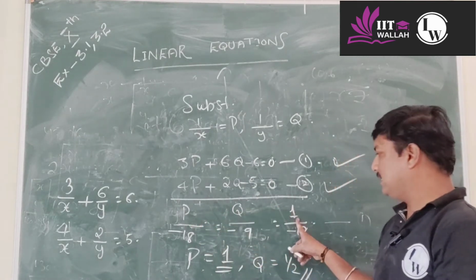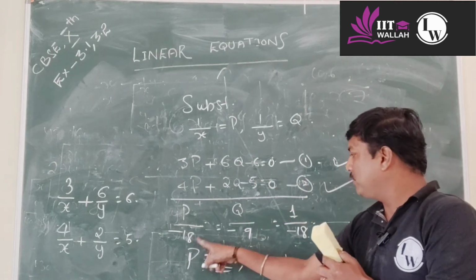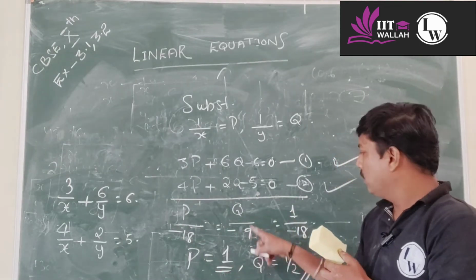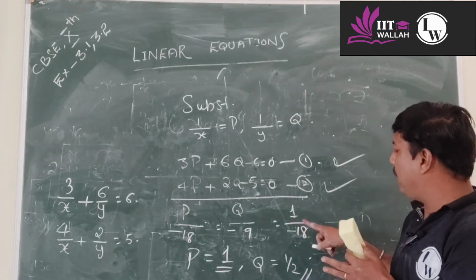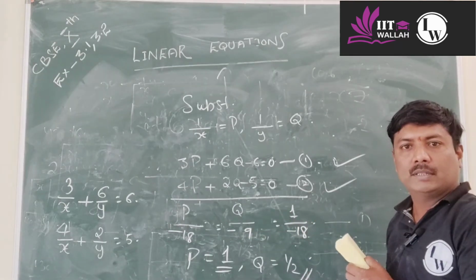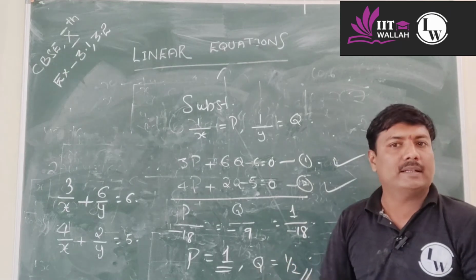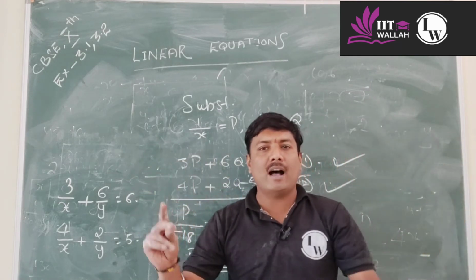You compare this and this. This will go upside, right? So P will be minus 18 by minus 18, 1. You compare this and this. This will go upside. Q is minus 9 divided by minus 18, 1 by 2. This is how we can easily solve by using cross multiplication method. Okay? All of you understood? Yeah, very good. Good.